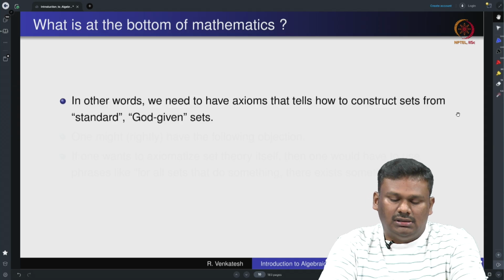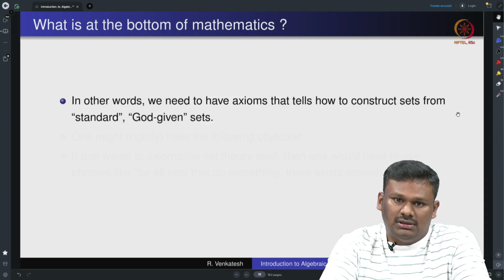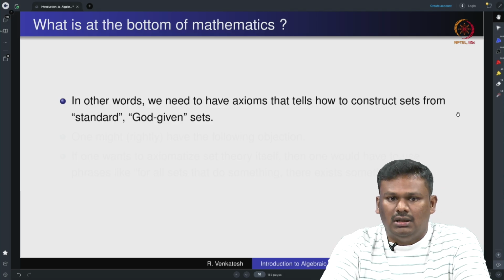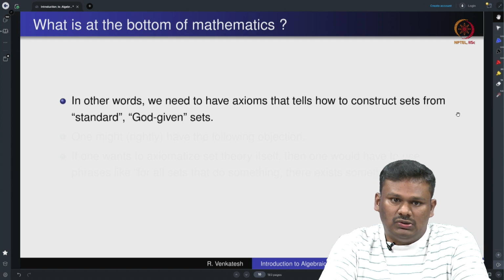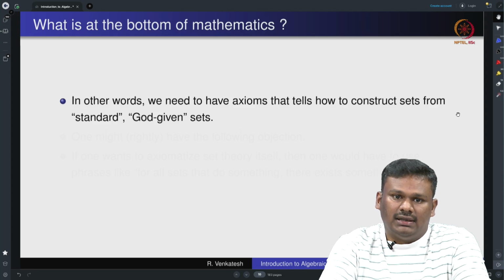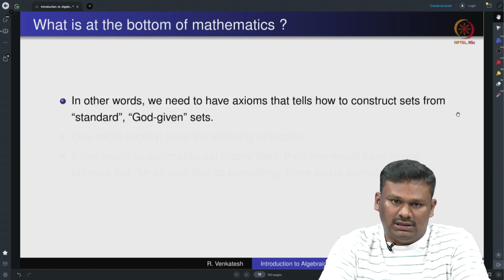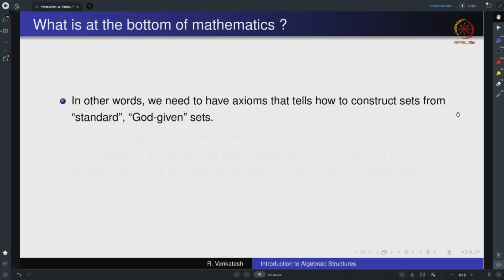In other words, we need axioms that tell us how to construct sets from standard or God given sets. Of course, we have to start from scratch. The best place to start is what is called sunyam, which is empty. So, you start with the empty set, which you take as a God given set, and from that you construct the rest of the things. That is the ultimate goal of this course.